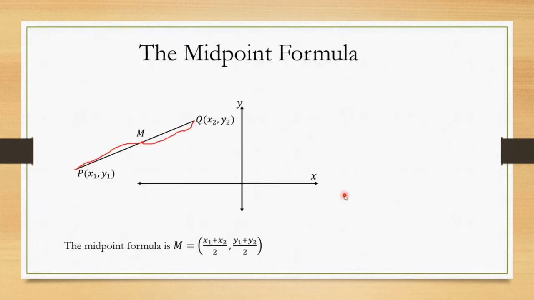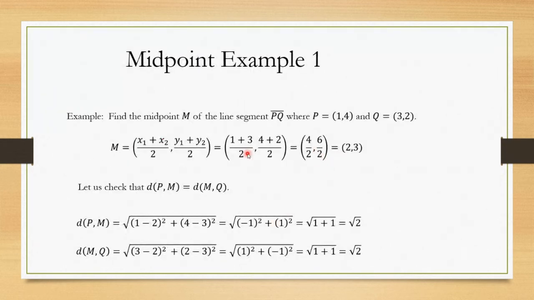And same thing with the midpoint. So from here, we have 1 minus 2 squared. This is the distance from P to M: 1 minus 2 squared plus 4 minus 3 squared. You take the square root of that sum, which is negative 1 squared plus 1 squared, which is this.